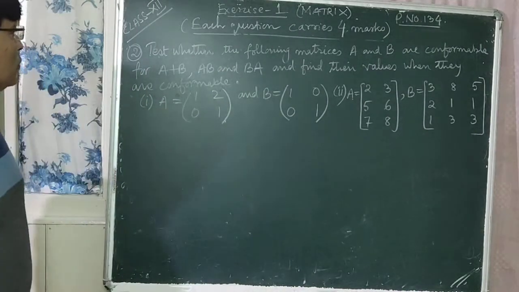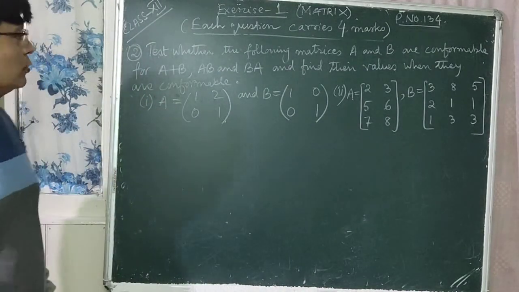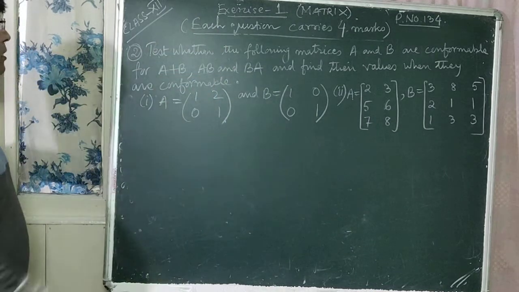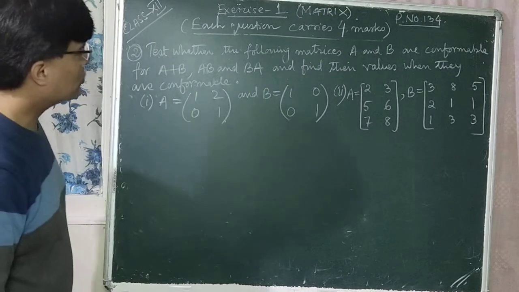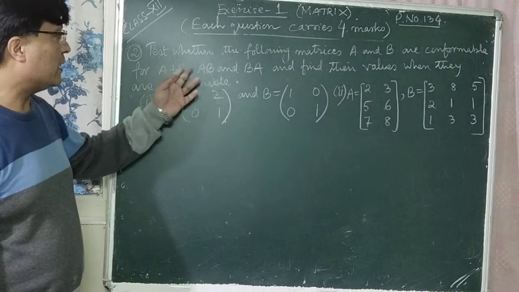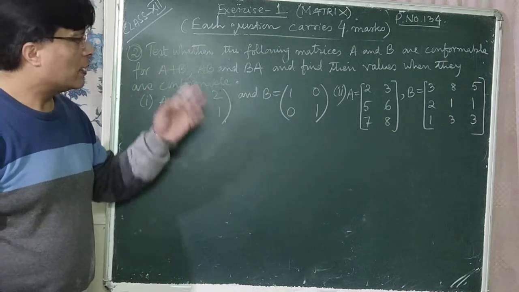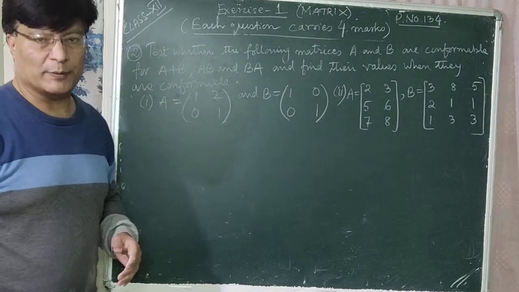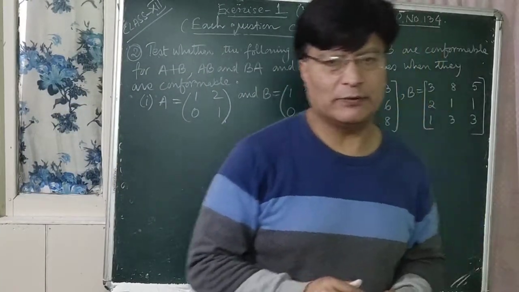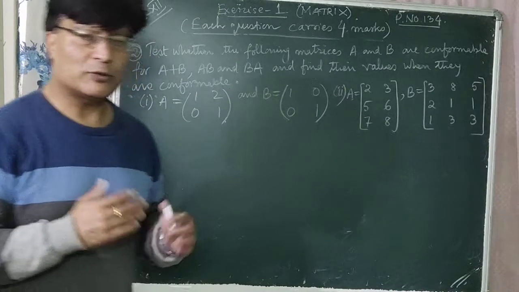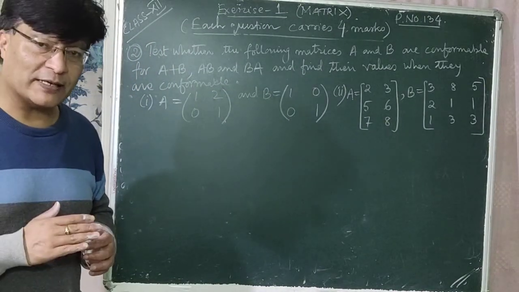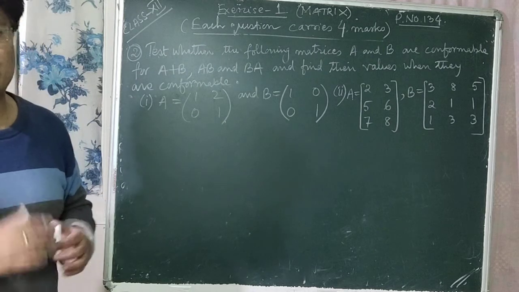So now we'll do the next question, that is question number 2 from the same exercise 1, and each question carries 4 marks, right? So question number 2 is: test whether the following matrices A and B are conformable for A plus B, AB and BA, and find the values when they are conformable. So in this case, the two matrices A and B are given. You have to test whether you can find A plus B or not, whether you can find AB and BA. You have to check it.